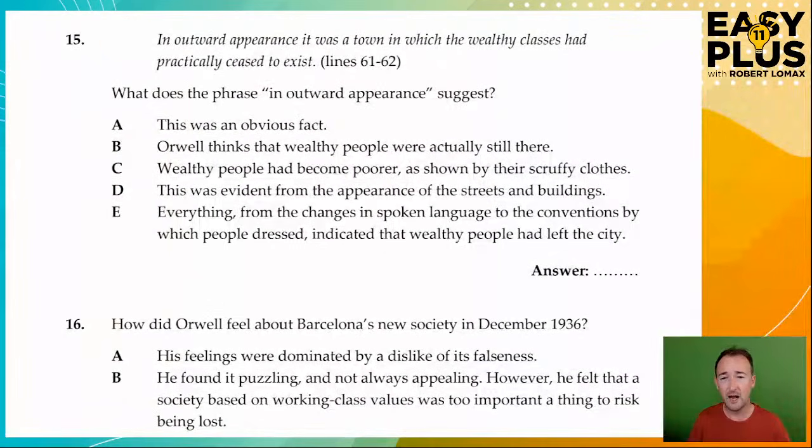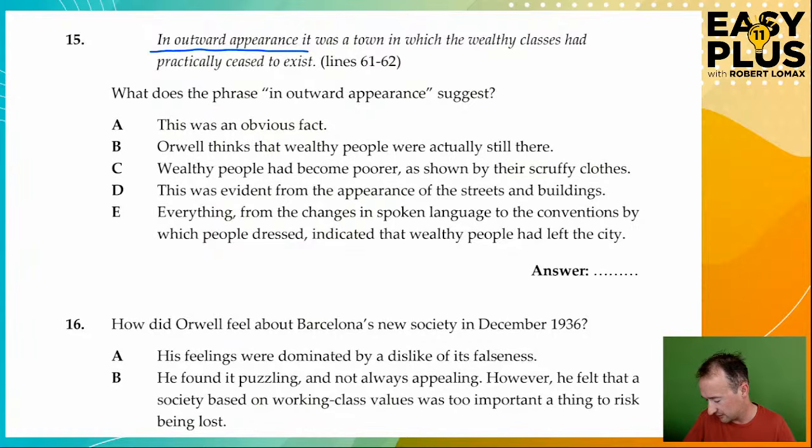Question 15. In outward appearance, it was a town in which the wealthy classes had practically ceased to exist. What does the phrase "in outward appearance" suggest? Okay, so we're clearly focused on that. But let's think about the rest of the quotation. The wealthy classes. What are the wealthy classes? I bet you have some idea about that. It isn't that difficult. You have some idea of social class, of the concept behind it. And so the wealthy classes, the wealthy groups in society, the people who have money, have a good amount of money or maybe have lots of money, had practically ceased to exist. Practically means pretty much, virtually, more or less.